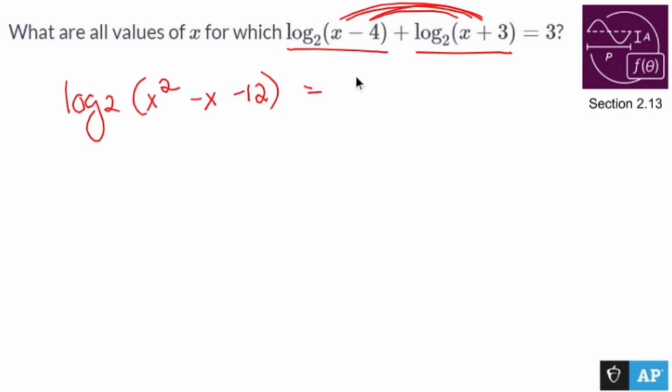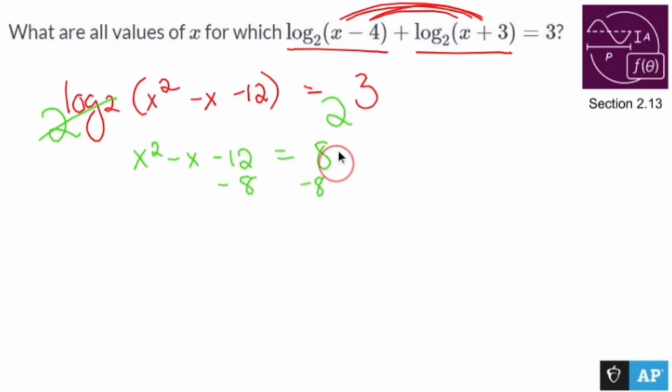That's going to equal 3. Now I have to get rid of that log. It's a log base 2. So what I can do is take 2 to the power of both sides. So 2 to the log base 2 cancels out and you're left with just x squared minus x minus 12. 2 to the third is 8. If I subtract 8 from both sides, I now have a very familiar looking zero product property problem.